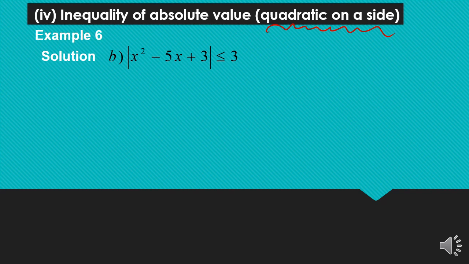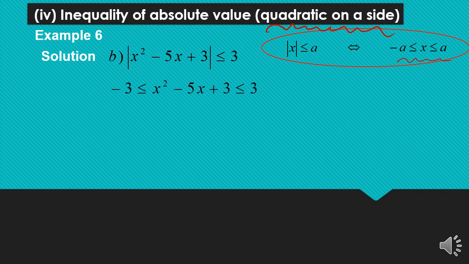So for this one, the absolute value of x squared minus 5x plus 3 is less than or equal to 3. So how do we do this one? So remember the basic definition, absolute of x less than or equal to, it should be in between. So write down by using the basic definition, what we will have is negative 3 is less than or equal to x squared minus 5x plus 3. So this is our a, right? So one side will be negative a. So that's why we have negative 3. The other side will be 3. Can we solve for this one?